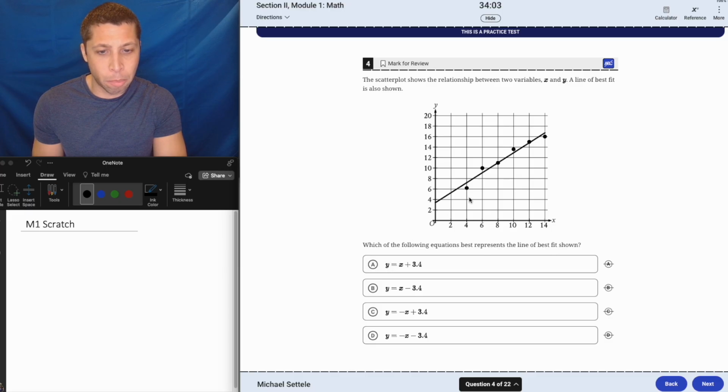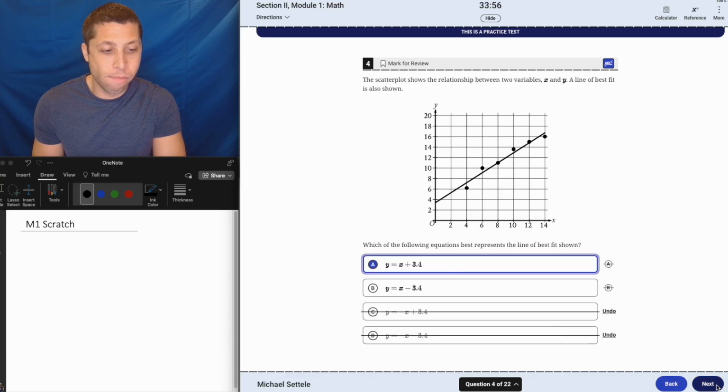Which represents the line of best fit? So it's a positive slope. So that gets rid of this and this. And it has a positive y-intercept. So there you go.